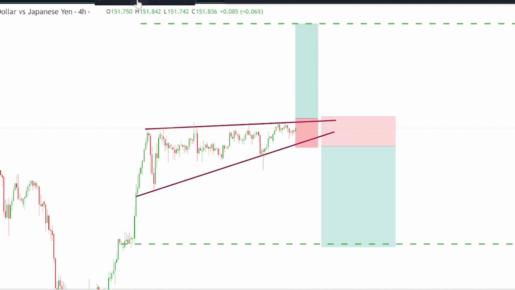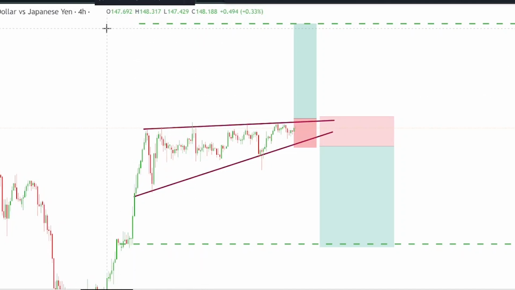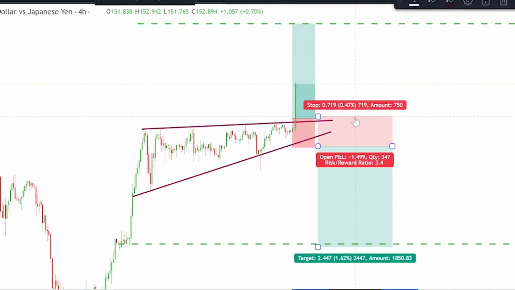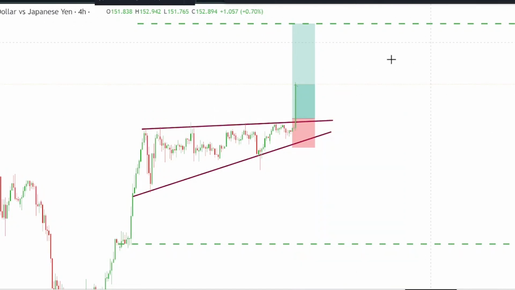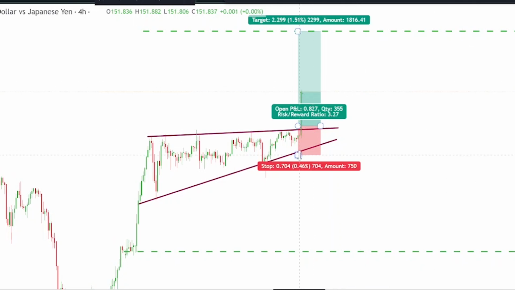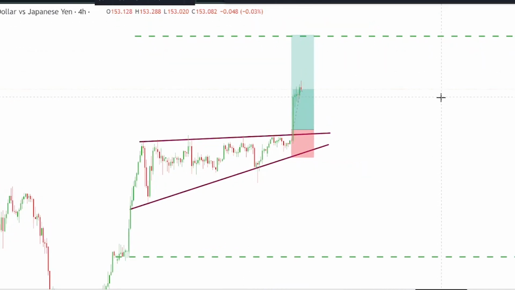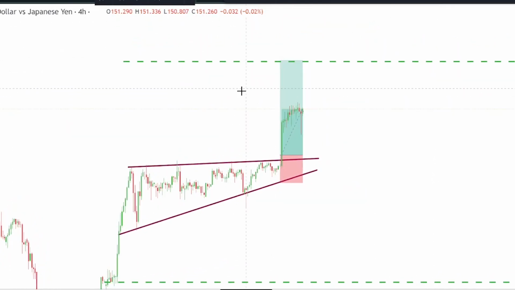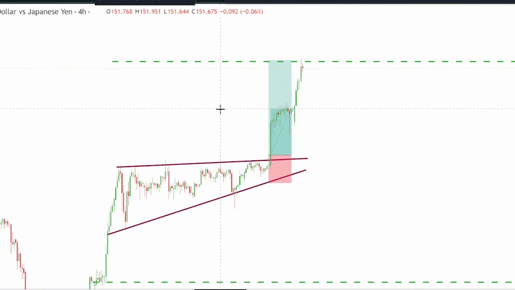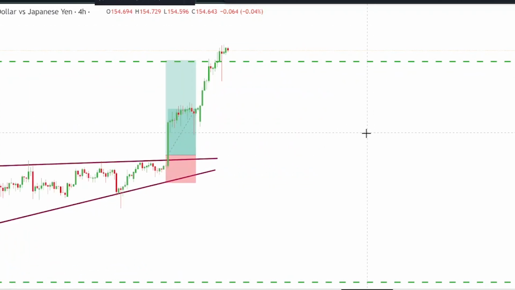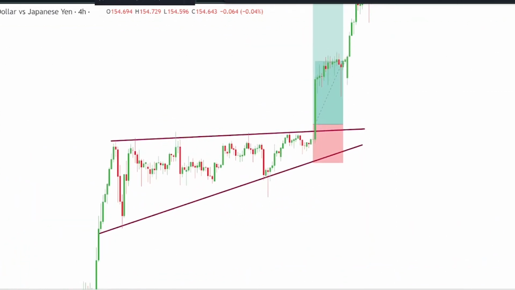Okay, now let's see. We are breaking above, we are breaking from the top. So now we are expecting the market to continue in the upside. Let's see if we can get to our TP. We are still moving up. Let's see what happens. So now we go to our TP. So that is how we trade an ascending triangle in the market.